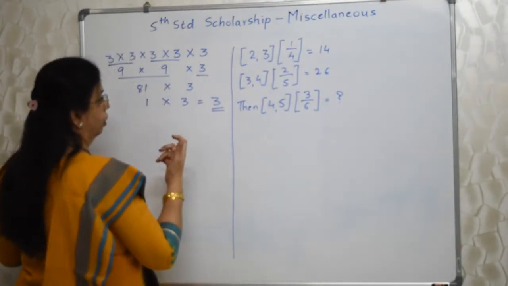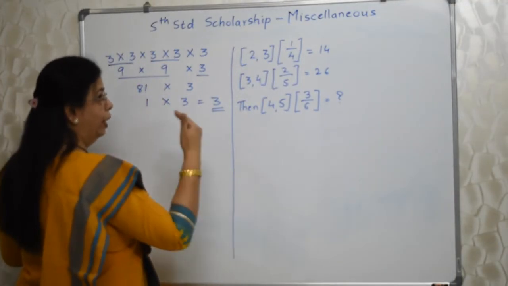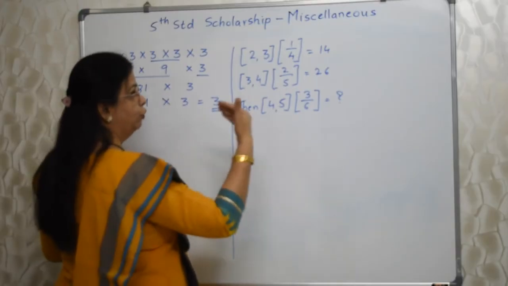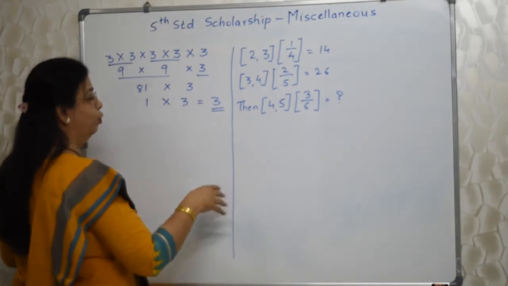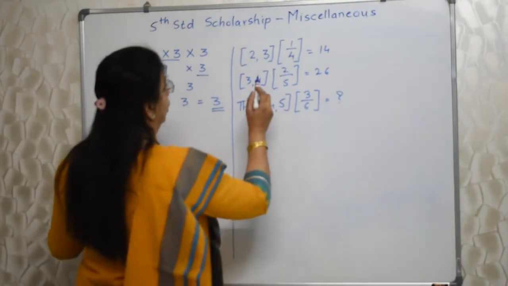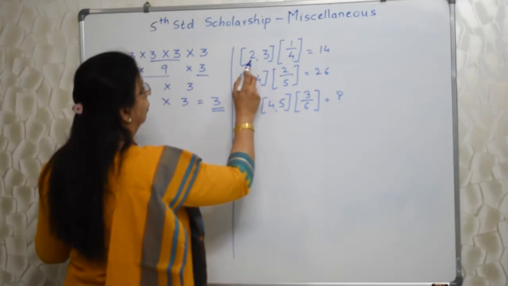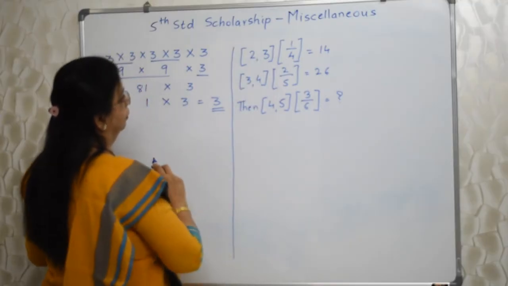So now what? We have to try. If one doesn't work, we have to search for some other logic. Right? Some logic will be there. So you have to find that. Now, what can be done?